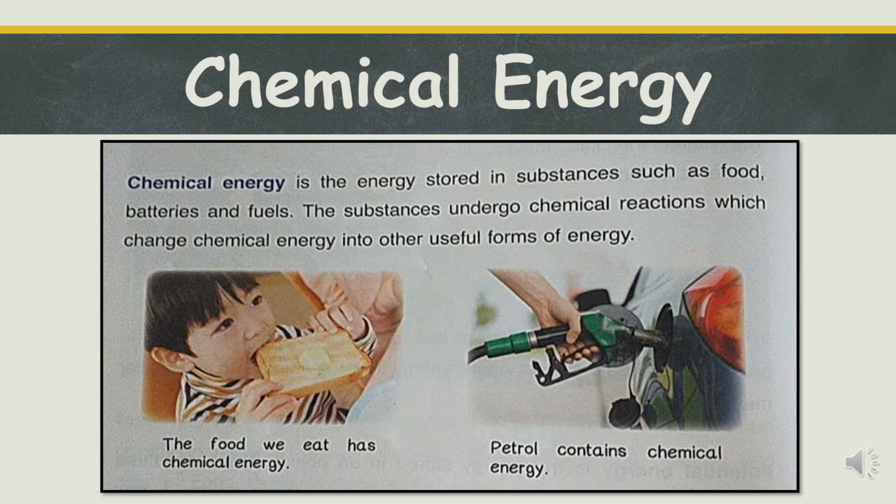Chemical energy is the energy stored in substances such as food, batteries, and fuels. The substances undergo chemical reactions which change chemical energy into other useful forms of energy. Look at the boy, he's eating bread. His body will turn the bread into energy, and also the petrol in the car.